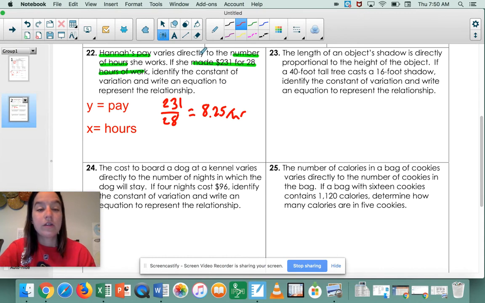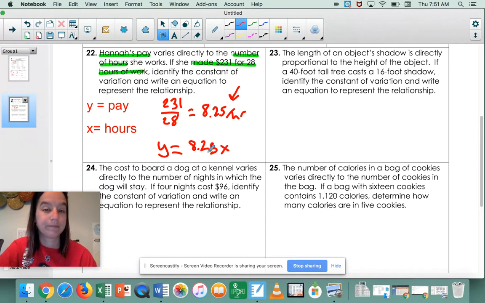Okay, so then it says identify the constant of variation. My constant of variation is that. And write an equation with the relationship. So that just means that I'm writing it out. So y equals 8.25x. And then I'm done.